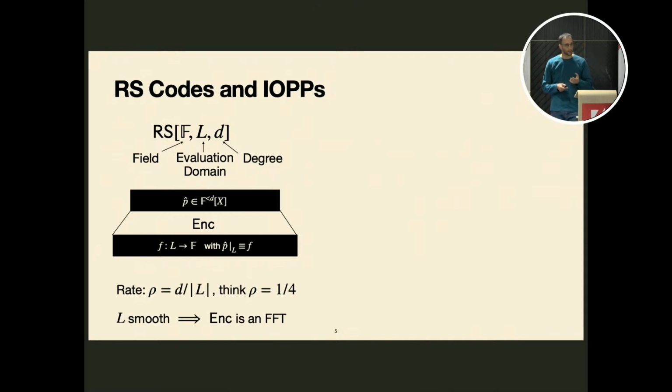The rate of the code is D over the size of L. If my evaluation domain is exactly of size D, this is exactly enough information to reconstruct the polynomial. If my evaluation domain is much bigger, then I have much more information than I need to reconstruct the polynomial, so I have redundancy. This is how the code kicks in. For simplicity, you can think of the rate rho as 1/4. This would be a typical setting.